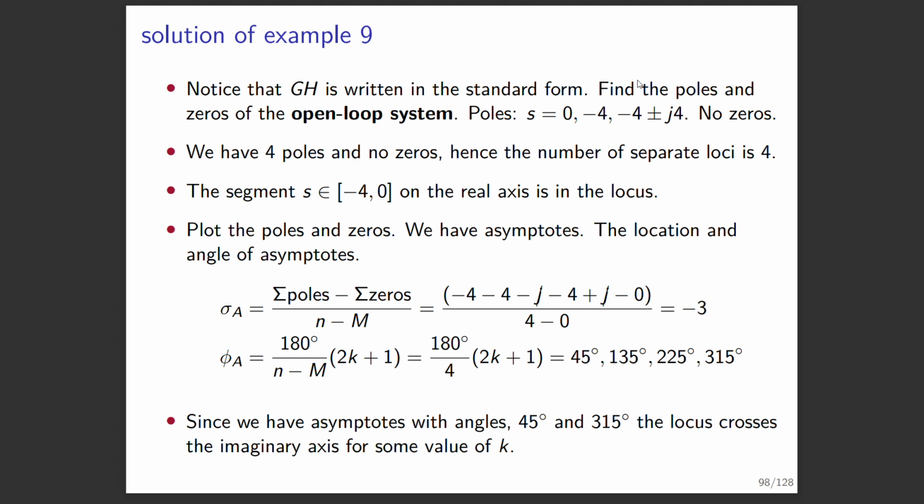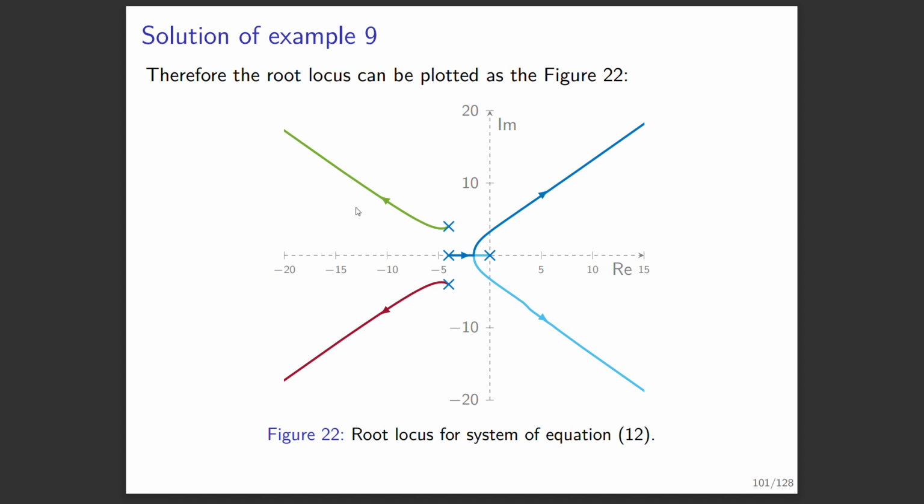If I place them on the map and then try to find out what part of the real axis is in the locus, I realize that -4 to 0 is in the locus. Let me show you. So I place these poles here and I realize that -4 to 0 is in the locus.